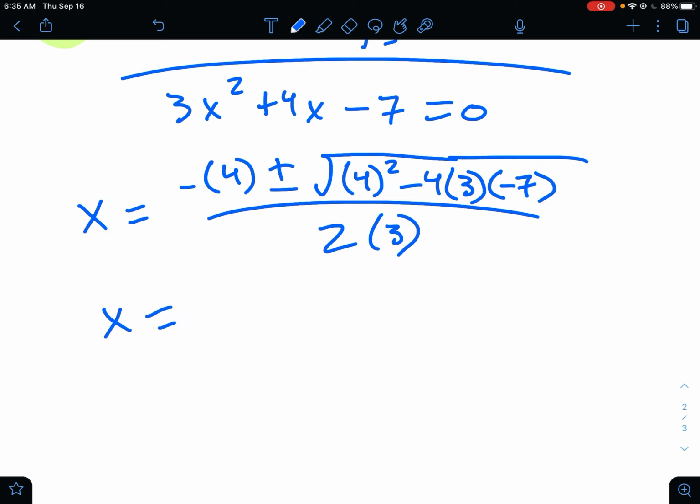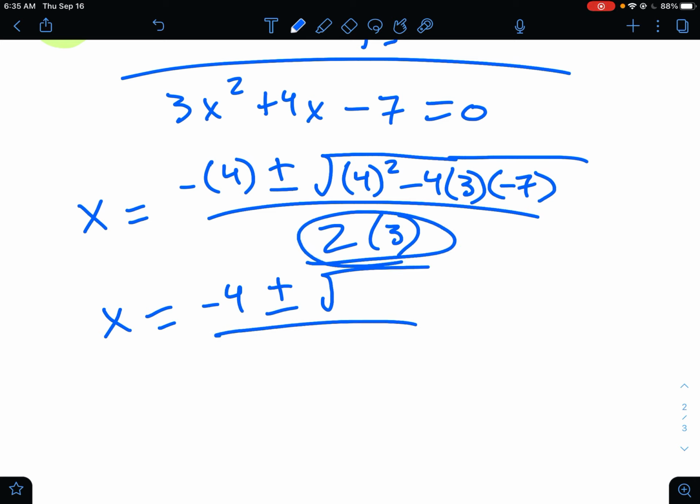Now I'm just going to simplify. Negative of 4 is negative 4 plus or minus the square root of something. I'll get there in a second. 2 times 3 on bottom is 6. So now I'm going to plug in all this stuff under the square root into my calculator and get that answer. So I got 4 squared minus 4 times 3 times negative 7. Comes out to be 100.